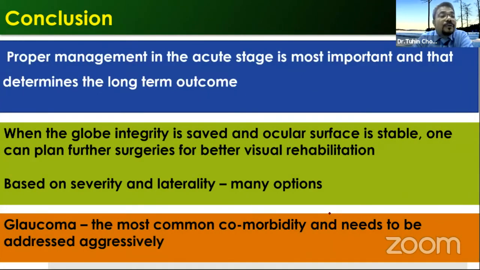So to conclude, proper management in the acute stage is most important, and that determines the long-term outcome. When the globe integrity is saved and the ocular surface is stable, one can plan further surgeries for better visual rehabilitation. Based on the severity and laterality, many options are there. Glaucoma is the most common comorbidity and needs to be addressed aggressively throughout life.